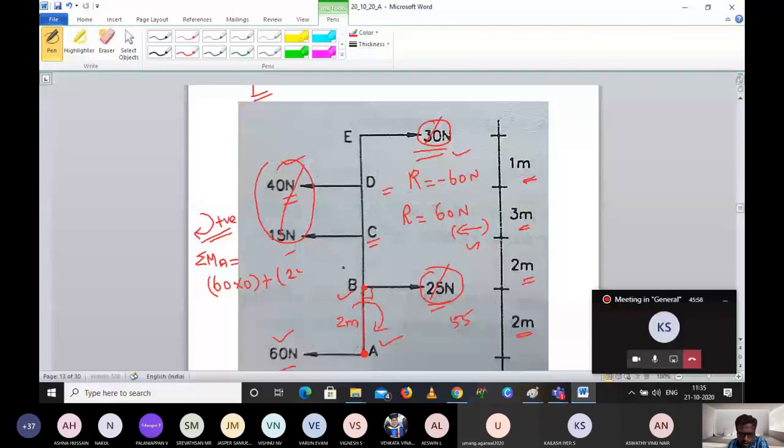Next one. So now I have to forget 2 meter. I have to come to point C. So from A to C: 15 into 4, counterclockwise. Very good. Whether it is positive or negative, how will it rotate? Negative, sir, because it is counterclockwise. 15 into 4. Okay, after that, we will come to point D from A.